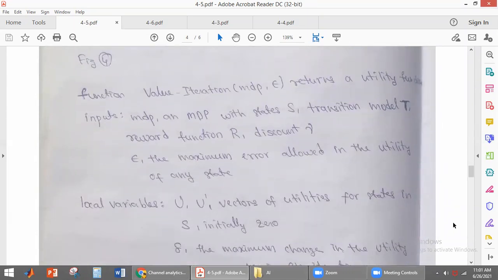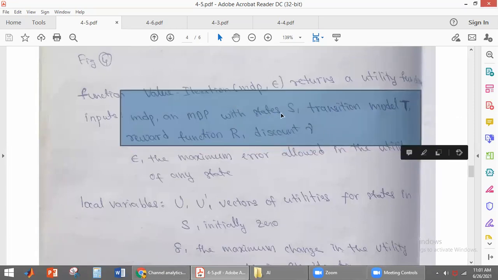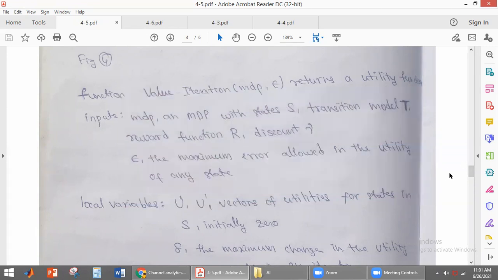So this is the algorithm, students. It takes an MDP and epsilon. Epsilon decides the maximum error allowable. The result is the utility function: the utility values of each and every state. MDP is defined by the states, transition model, reward function, and discount factor. Epsilon is the maximum allowable error in the utility of any state.